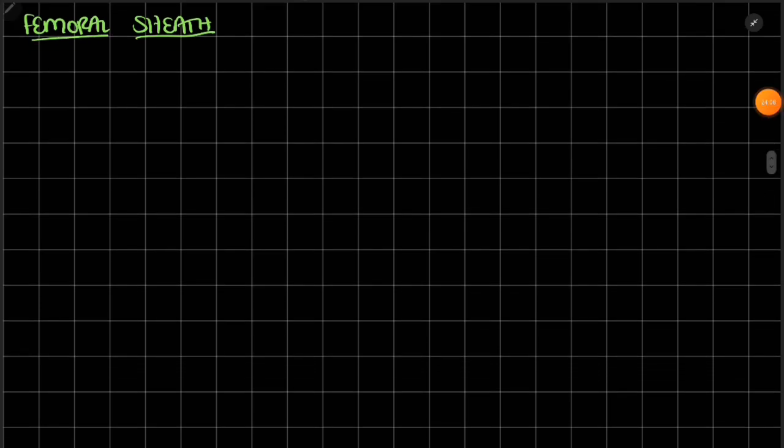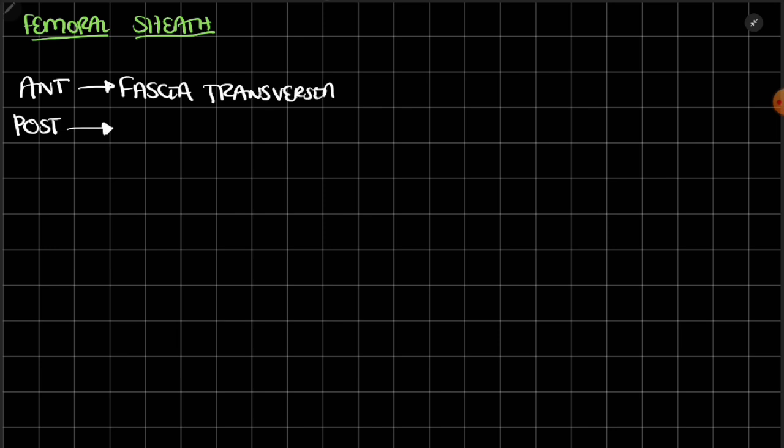Okay, so basically this is a sheath which is made by two fascias. Anteriorly one fascia and posteriorly one fascia. We know a fascia which comes from the abdomen is the fascia transversalis, which is very important in the rectus sheath and the layers of the abdomen. That fascia transversalis extends downwards anteriorly and forms the anterior wall of the femoral sheath. So fascia transversalis is the anterior wall of the femoral sheath, and posteriorly we see the fascia iliaca.